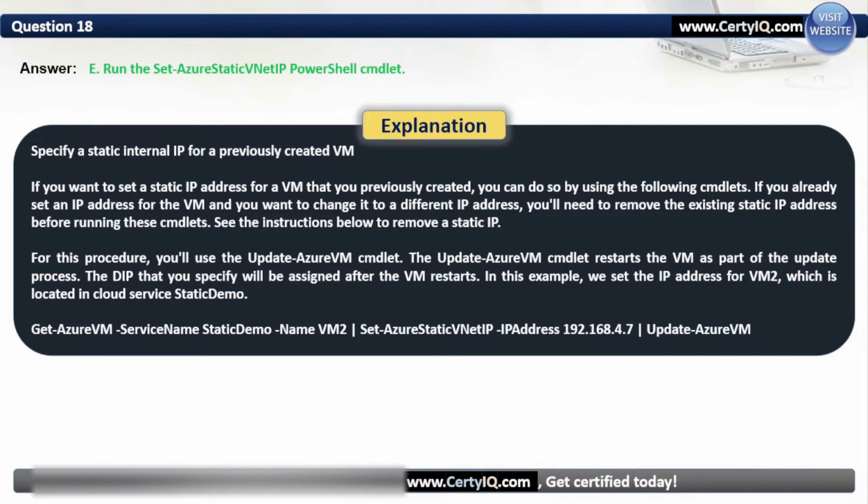For this procedure, you shall use the Update-AzureVM cmdlet. The Update-AzureVM cmdlet restarts the VM as part of the update process. The DIP that you specify will be assigned after the VM restarts. In this example, we set the IP address for VM2, which is located in Cloud Service StaticDemo. Get-AzureVM -ServiceName StaticDemo -Name VM2. Then Set-AzureStaticVNetIP with address 192.168.4.7, then Update-AzureVM.